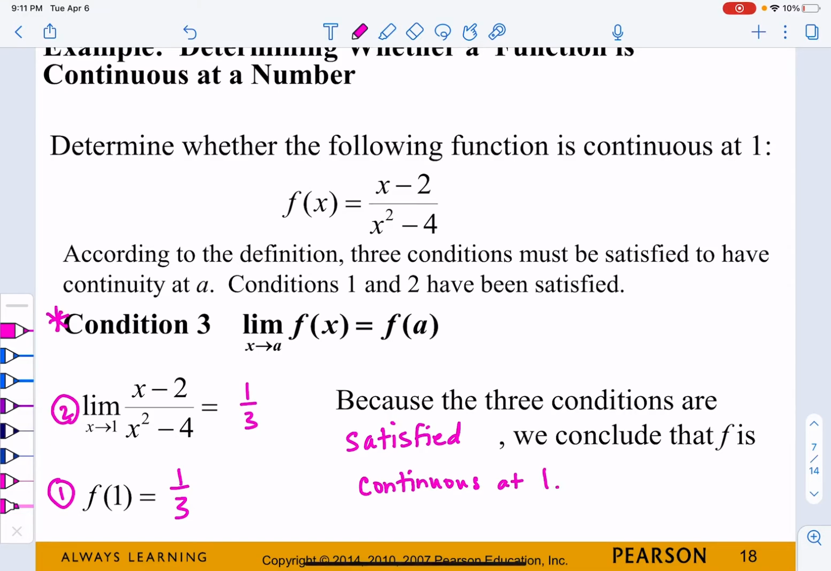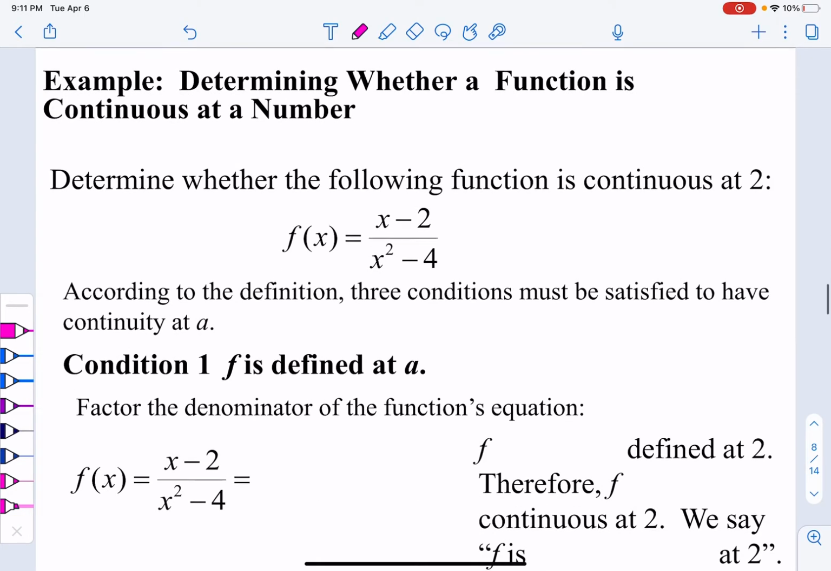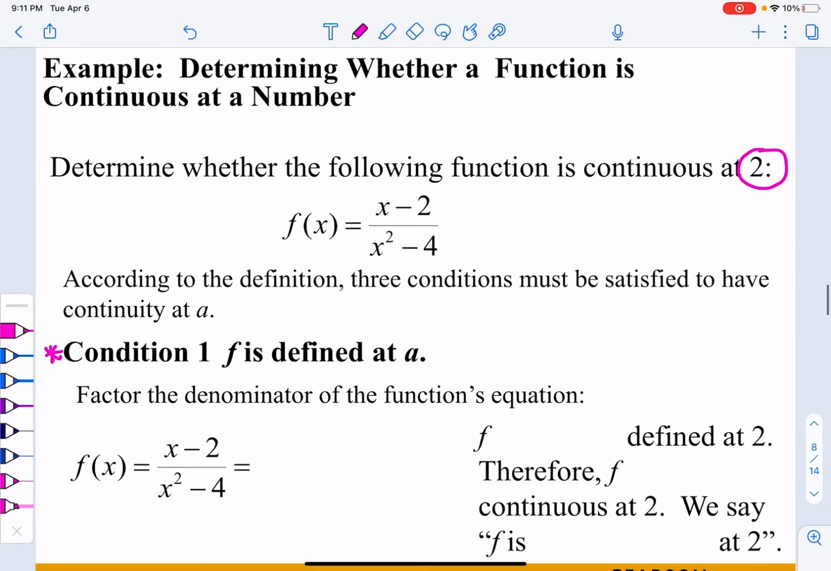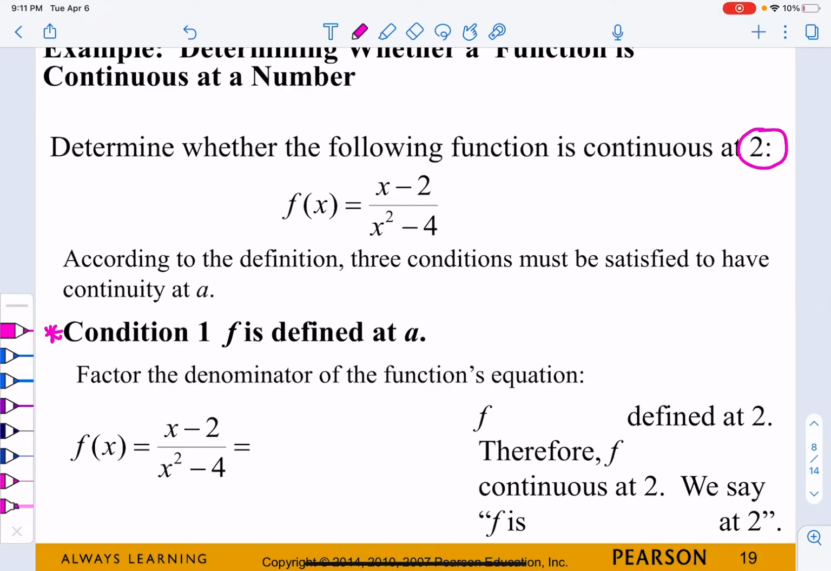Now let's try another number. The next one, same function, but this time we're going to check to see is it continuous at 2. So condition number 1: f is defined at a. That means if we were to plug in a 2 for x, if I take 2 minus 2 on the top and 2 squared minus 4, the first thing I would notice is that I would end up with a 0 divided by 0, and if we divide by 0, something funky is going to happen. This is going to end up having some sort of problem at this number 2.